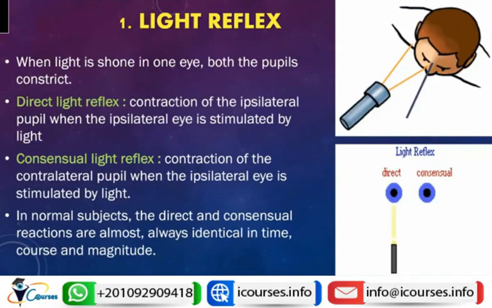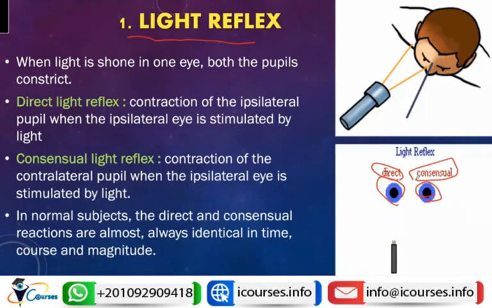The first reflex is called the light reflex. The light reflex happens when we shine light at one eye. The light reflex means that both eyes will constrict. So if we shine light into only one eye, this will lead to constriction of this eye and constriction of the other eye. The constriction of the ipsilateral eye is called the direct light reflex, while the constriction of the other eye is called the consensual light reflex.